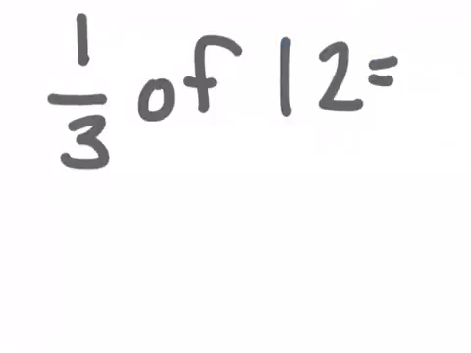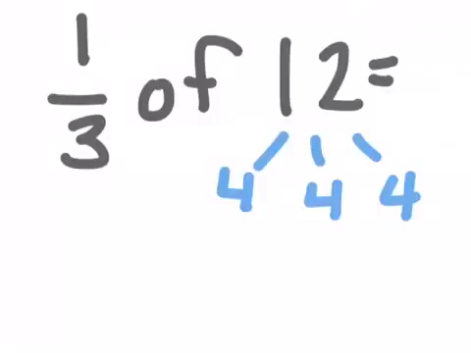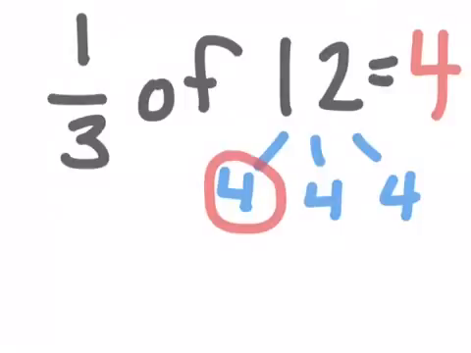Now let's have a look at this in action. If I wanted to find 1/3 of 12, I'd simply have to think of 12 as thirds. So 4, 4, and 4. So if I divide 12 into 3 parts, each part is worth 4. So 1/3 of 12 is just 4.